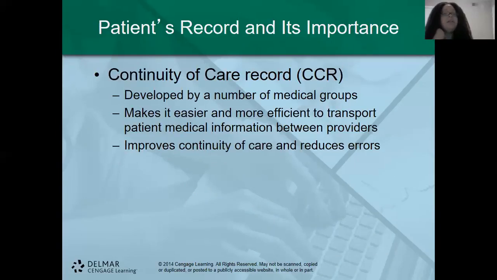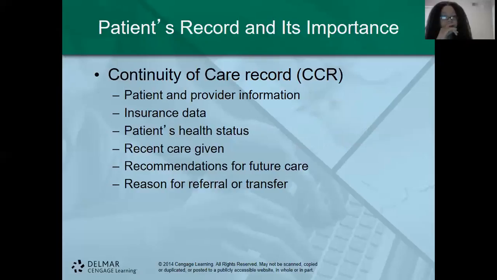Continuity of care record, that's dealing mainly with the older population, developed by a number of medical groups, and it makes it easier and more efficient to transport patient medical information between providers. It also improves continuity of care and reduces errors. So with the continuity of care record, or CCR, it deals with the same things as a medical record: patient and provider information, insurance data, the patient's general health status, recent care that was given, recommendations for future care, and reason for transfer or referral.